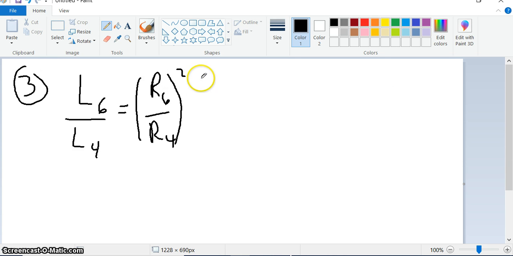All right, so this is number 3. Let me finish writing this. This is going to be the temperature at stage 6 divided by the temperature of stage 4, and of course we have to raise that to the 4th power. Let me read it: use the radius luminosity temperature relationship. That's what I just wrote.